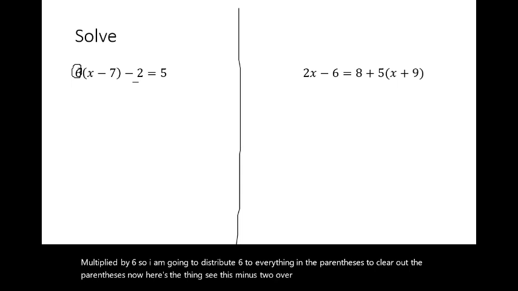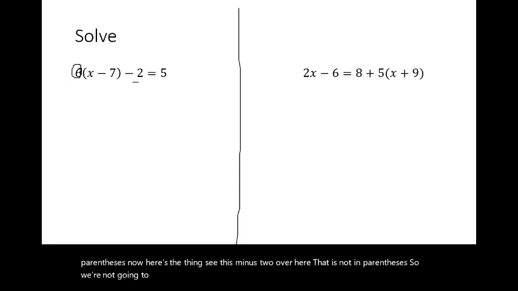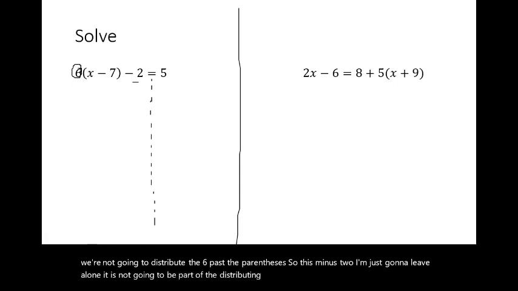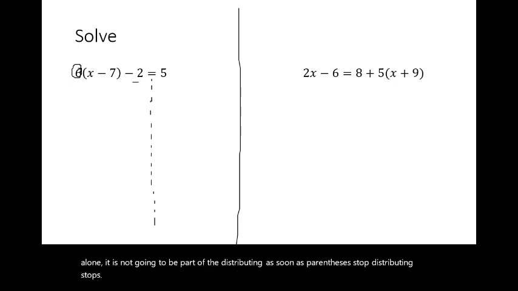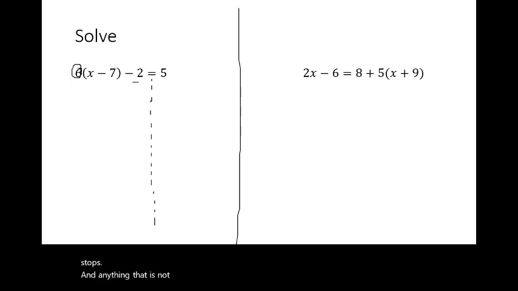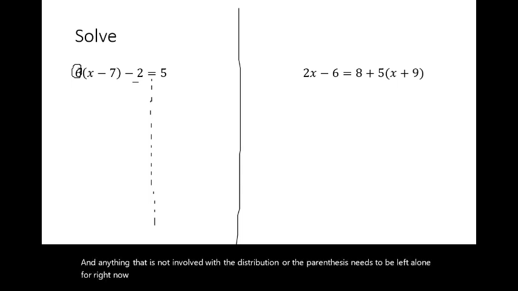That is not in parentheses. So we are not going to distribute the 6 past the parentheses. So this -2, I'm just going to leave alone. It is not going to be part of the distributing. As soon as parentheses stop, distributing stops. And anything that is not involved with the distribution or the parentheses needs to be left alone for right now and left exactly where it is.